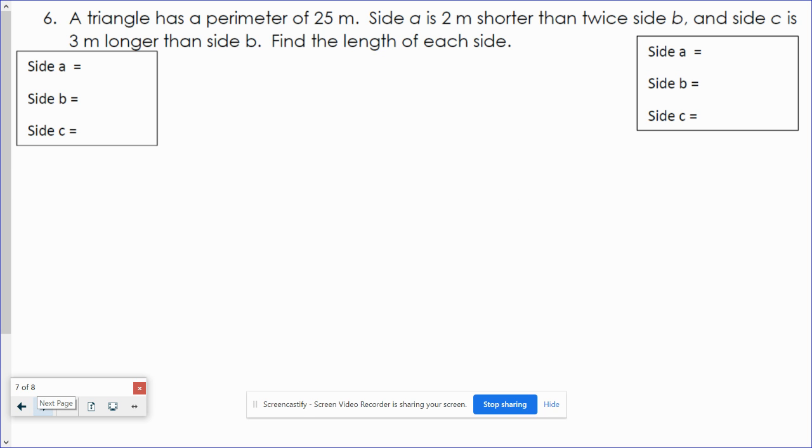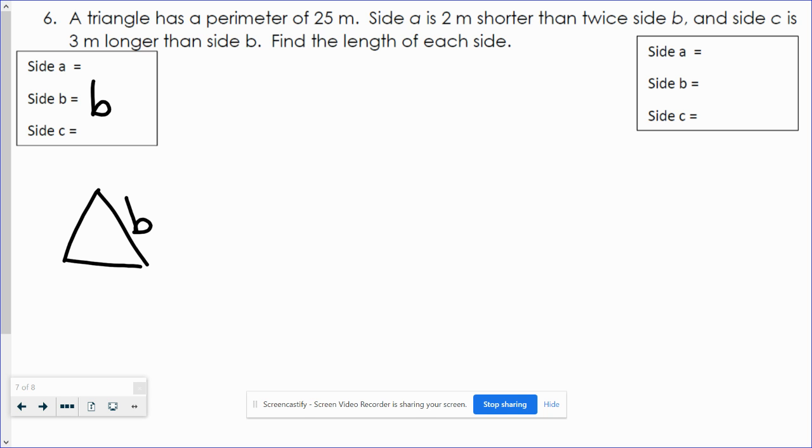Okay, here's the last one. Triangle has a perimeter of 25 meters. Side A is 2 meters shorter than twice side B. Side C is 3 meters longer than side B. These are all being compared to side B. Side B is going to be my important variable. Okay, I'm still going to say it does not hurt to have a label here. A is 2 meters shorter than twice side B.